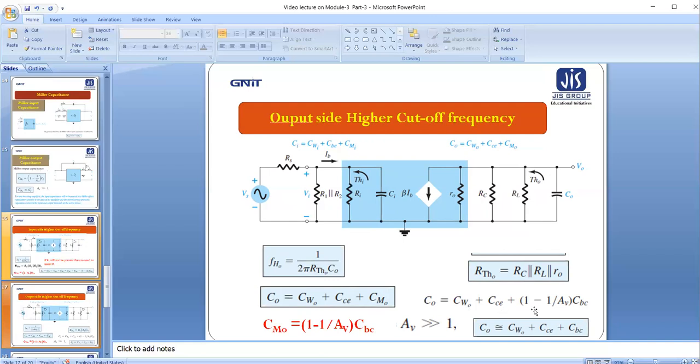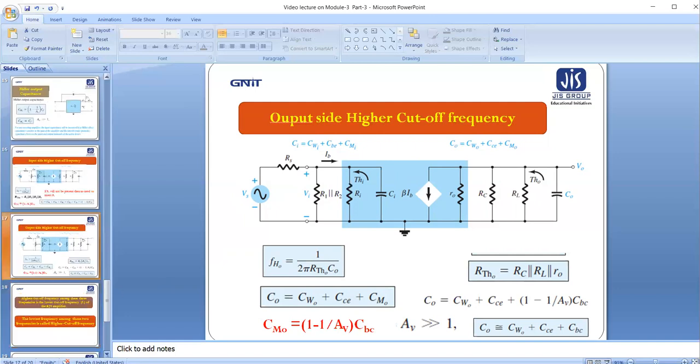CM naught equals 1 by 1 minus AV into CBC. As 1 minus AV is much greater than 1, we can say that C naught equals CW naught plus CCE plus CBC. Putting down the values and RTH, we can easily get the output side higher cutoff frequency.